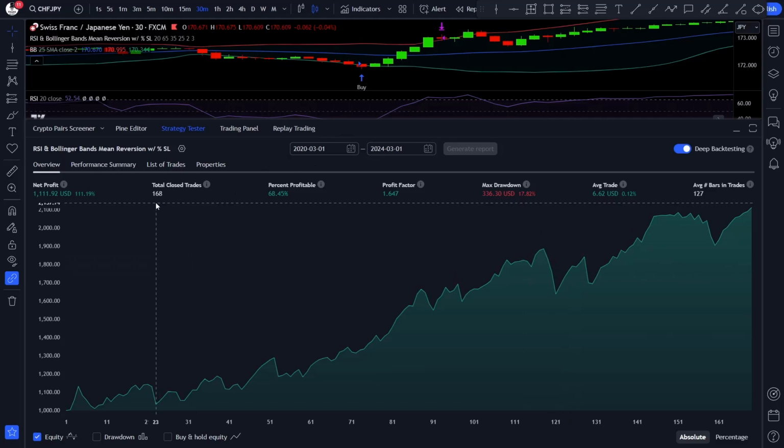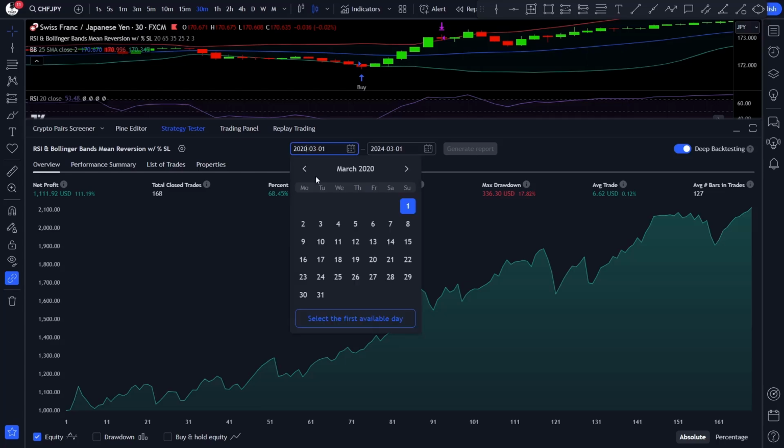Throughout this period, we got 168 trades, which is perfect, 111% net profit, which is good, 68% win rate, 1.6 profit factor, and only 17% maximum drawdown. But of course, this is the optimization backtest range for which the strategy was optimized. Now let's see how it performed after the optimization date.